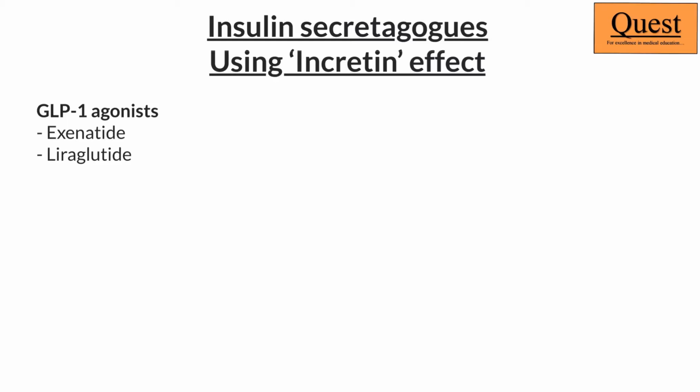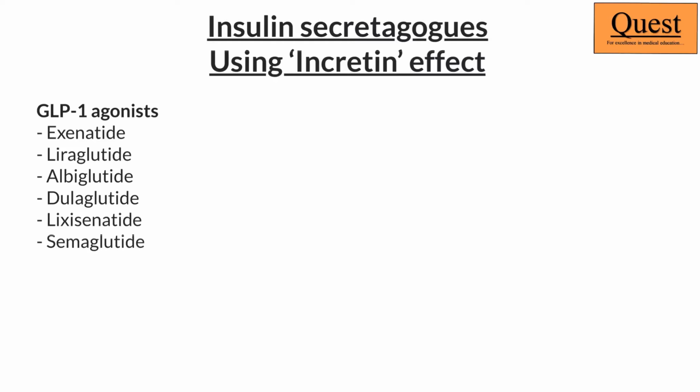Now we have a variety of GLP-1 agonists. Apart from exenatide, we have liraglutide. There are new ones like albiglutide, dulaglutide, lixisenatide, and semaglutide. That's quite a lot of names.